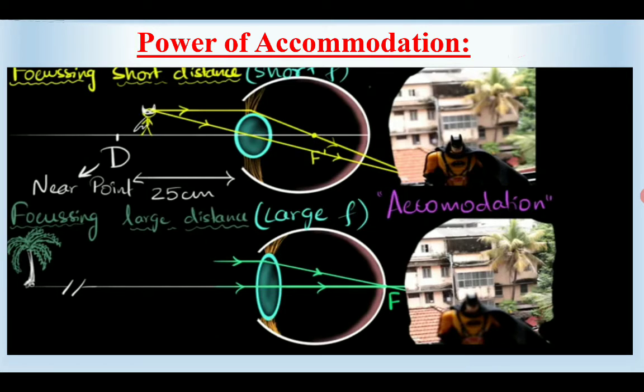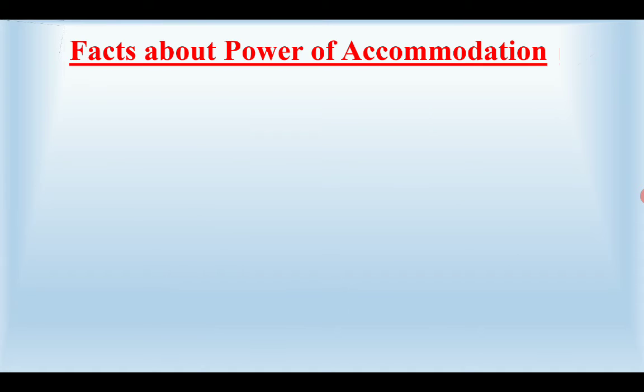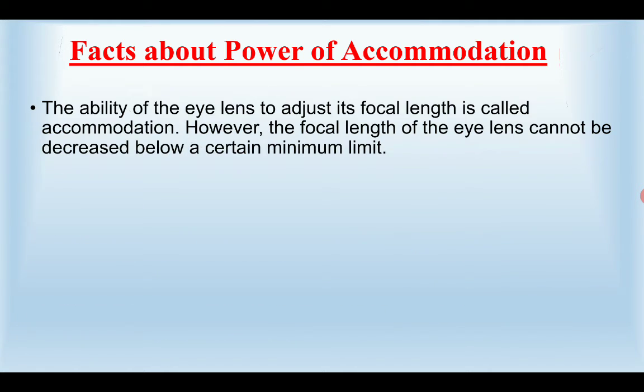Now after this, our next topic is the facts about the power of accommodation. After watching this video, you must be able to clear the facts, like the ability of the eye lens to adjust its focal length is called accommodation, but the focal length adjustment with the help of ciliary muscles can be decreased up to a certain limit only. Beyond that, if we decrease it, we are not able to see a clear and distinct image of that object.